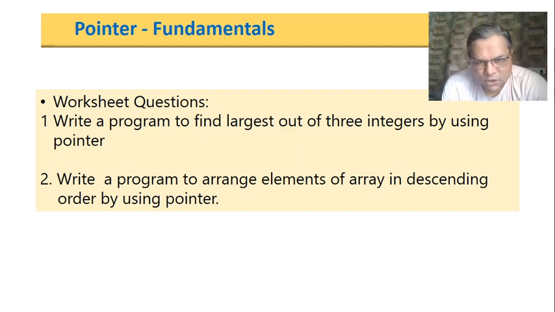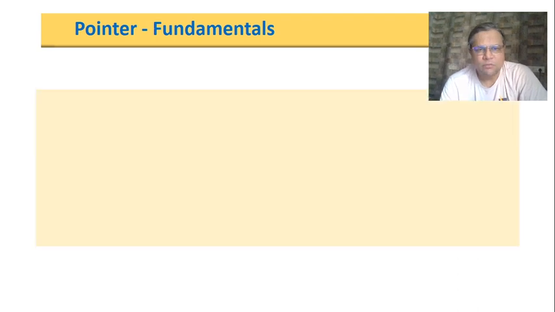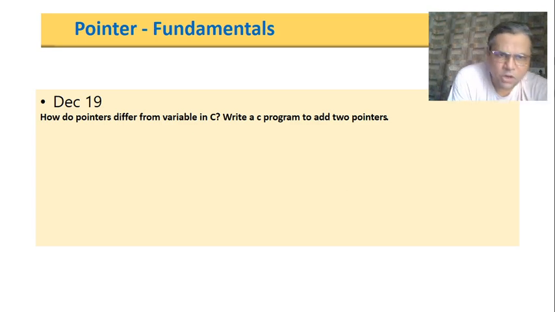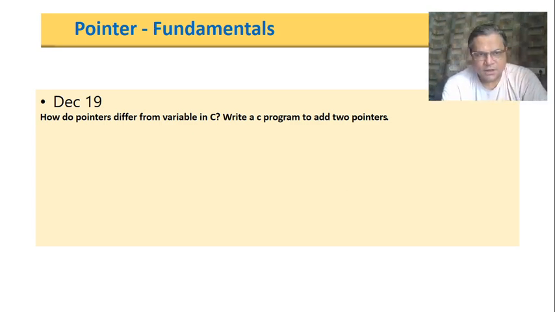If you see the past university question papers, even this type of question is not asked on pointers. What are the questions asked on pointers? I will quickly go through them so that you will have a clear idea. In December 19, the question asked is how do pointers differ from variables in C? I hope you have understood all the differences. Write a C program to add 2 pointers. Just now we have seen the addition of 2 pointers.